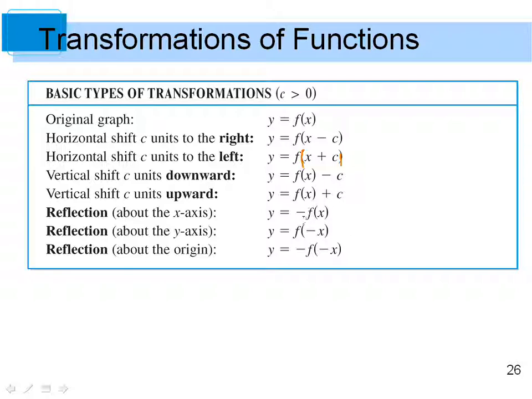If we go opposite of the whole function, that's going to reflect it about the x-axis. If I take f of negative x, that's going to reflect it about the y-axis. And for reflection about the origin, I'm going to combine both of these into one statement, negative f of negative x. So we see we replace both x and really our y value with negatives.